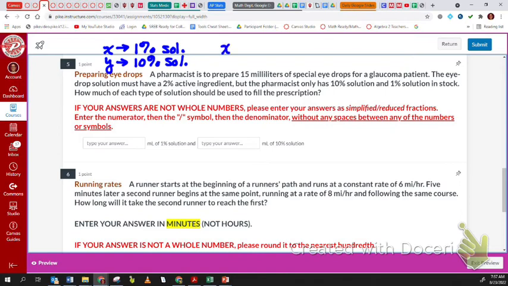I know that when I put these two things together, however much of the one that I dump in, however much of the other, it needs to give me a total of what? 15 milliliters. So here's my volume equation. What's the other thing that we have information about here? Percent, so concentration.